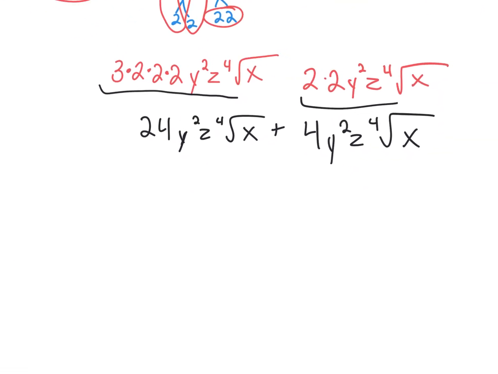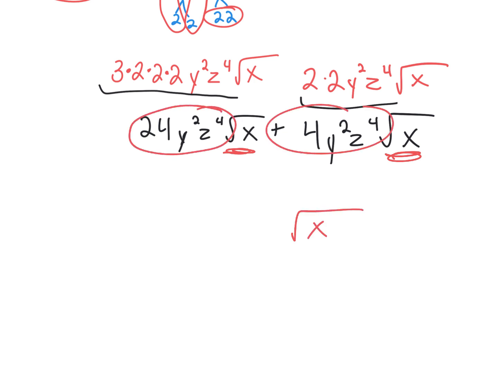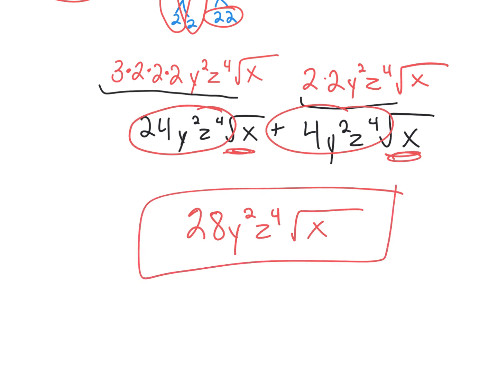square root of x. And now we ask ourselves, are these like terms now? Do they have the same index and the same inside? Yes, they're both square root of x, so we keep that. And now we are just adding these coefficients. 24 plus 4 is 28. When we add, we never add exponents, so that's why this is staying y squared z to the 4th. Don't add those exponents. We don't do that. Okay, we didn't do that on the other two either.